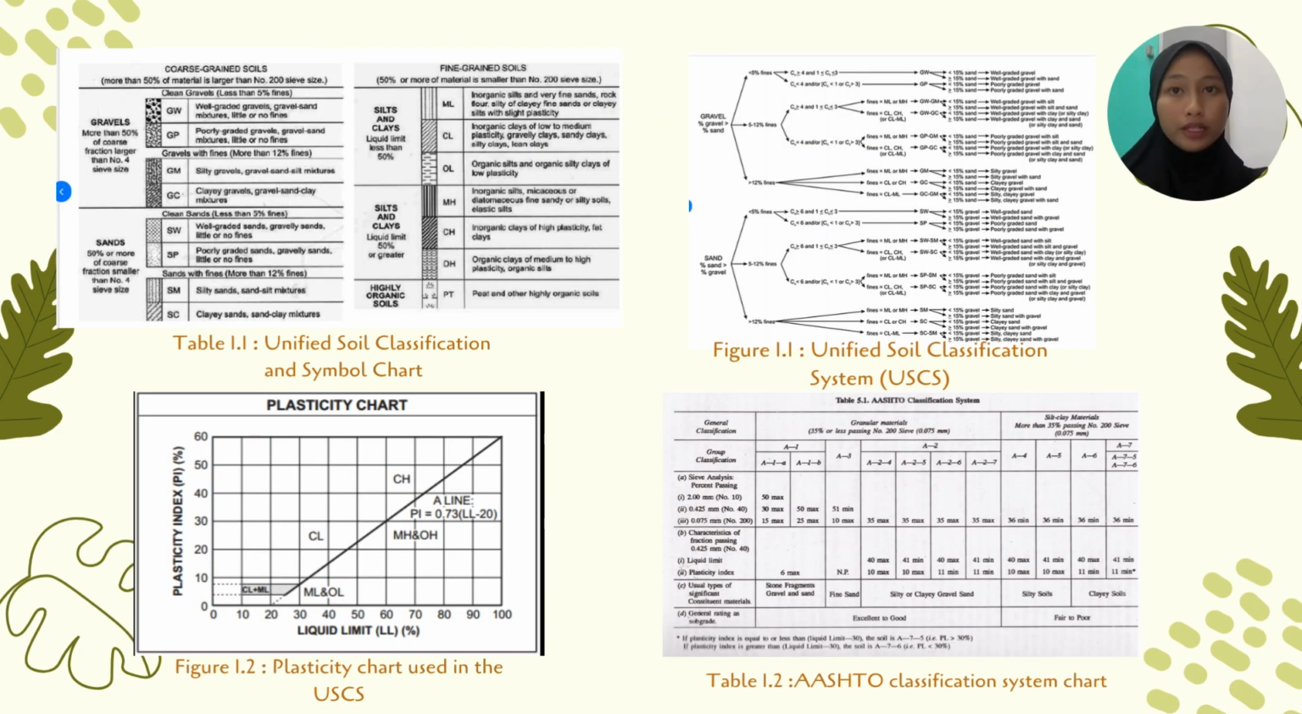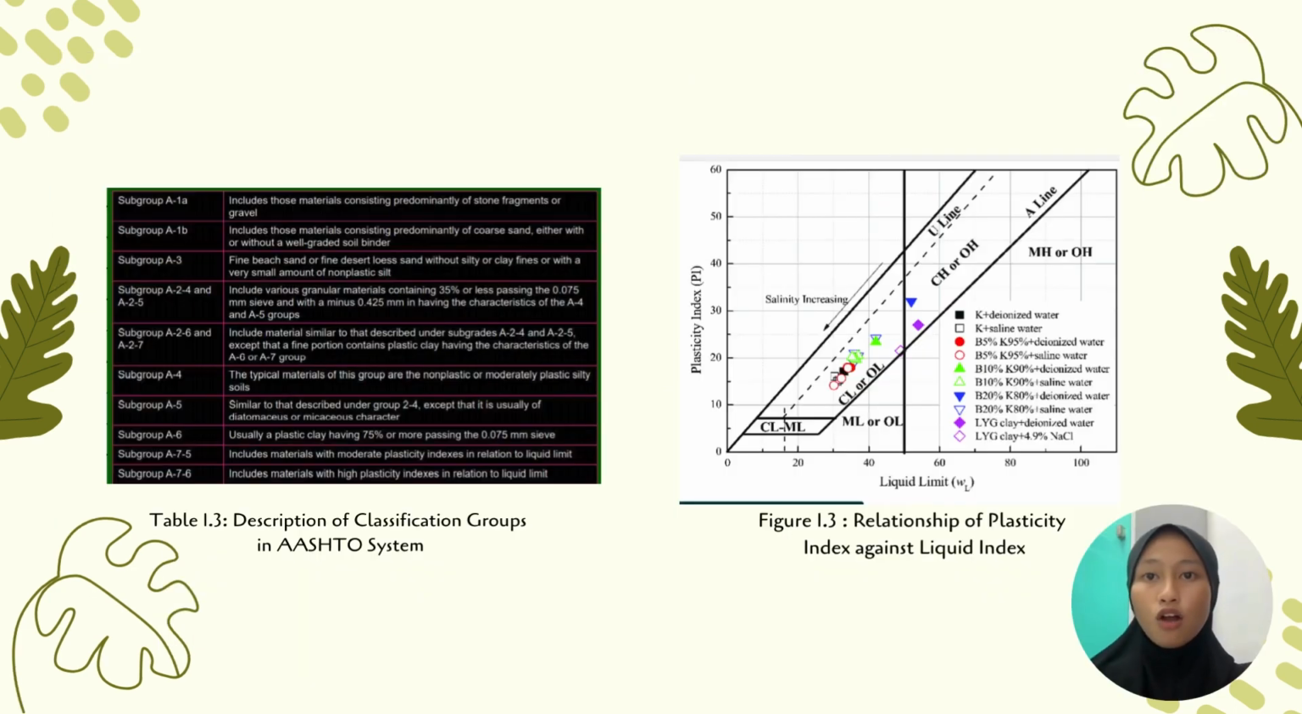Table 1.1 is the Unified Soil Classification and Symbol Chart. Figure 1.1 is the Unified Soil Classification System. Figure 1.2 is the Plasticity Chart used in the USCS. Table 1.2 is the AASHTO Classification System Chart. Table 1.3 is the description of classification groups in the AASHTO system, and Figure 1.3 is the relationship of plasticity index against liquid limit.